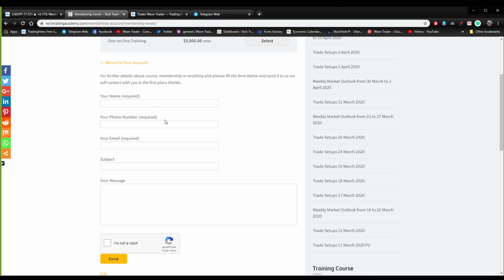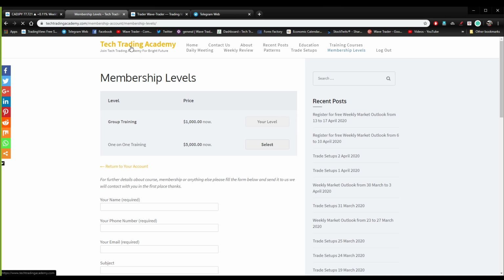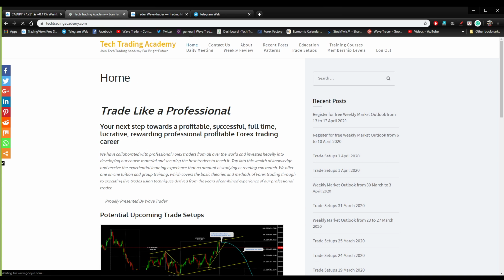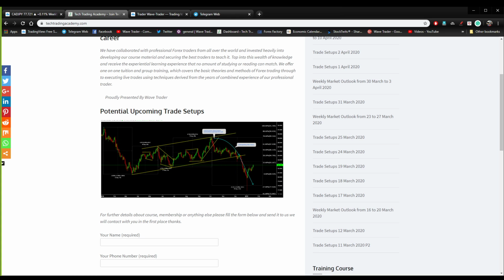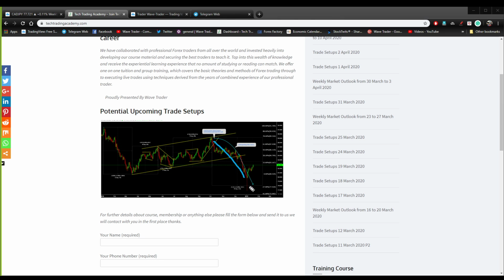If you want to see how dollar CAD did, just look at these two charts. This is the first chart. We were expecting it to go down, and the big move happened.